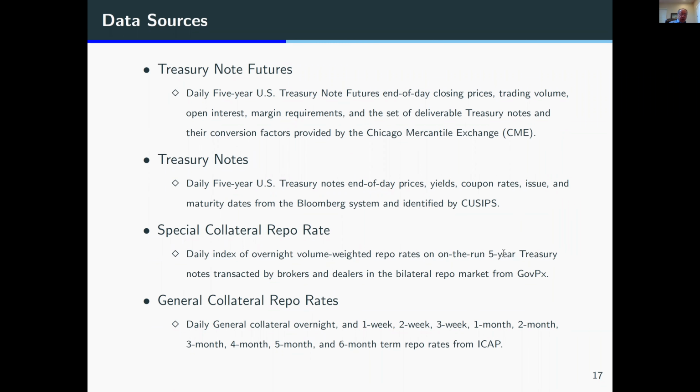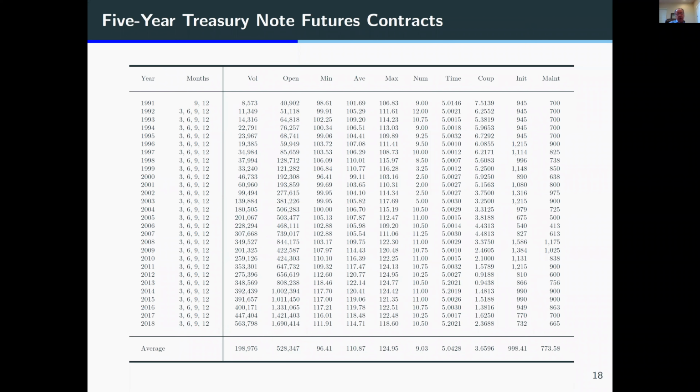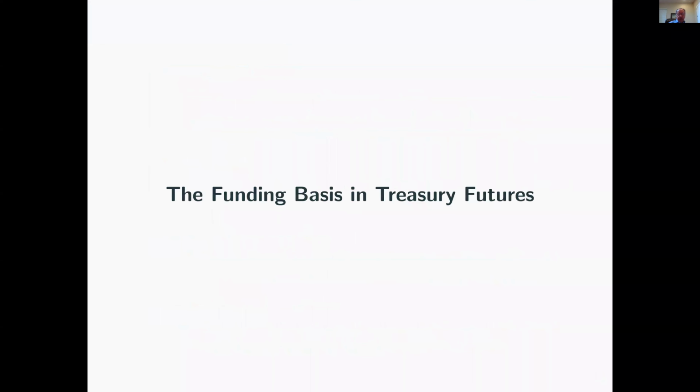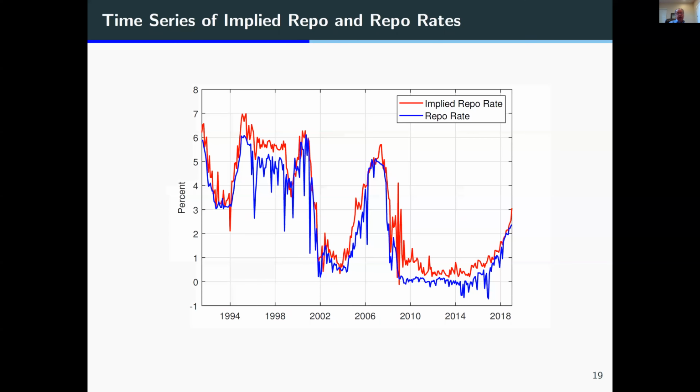Then we also have the general collateral repo rates, and that gives the data that we are going to be using. So just to give you a quick overview here, these are all the futures contracts we've got going back to 1991 through the end of 2018. So I guess that's close to 27, 28 years, something like that. A lot of data. So let's just cut to the chase here.